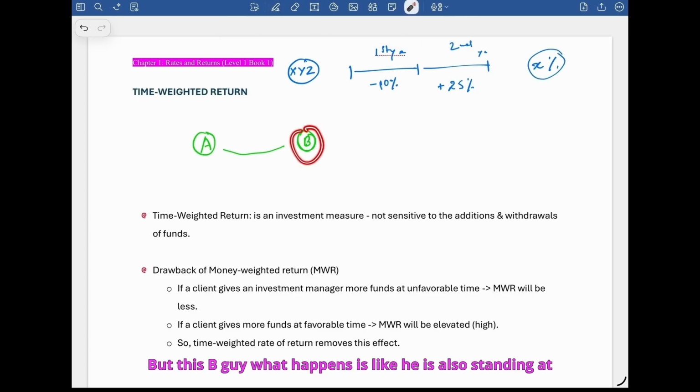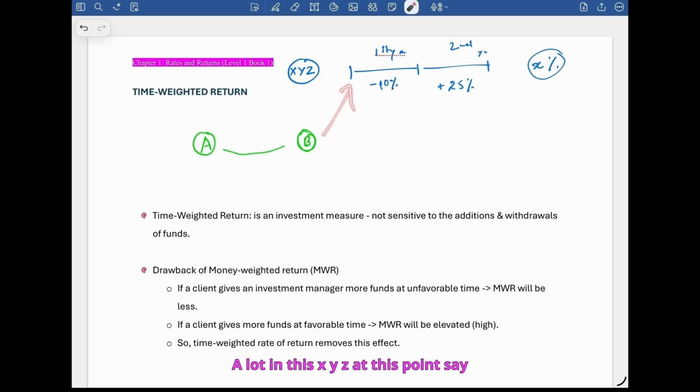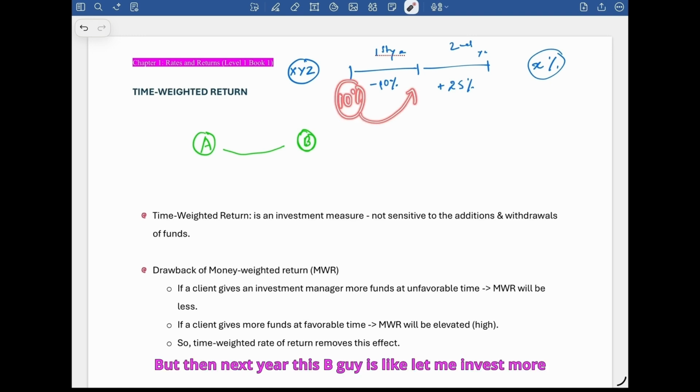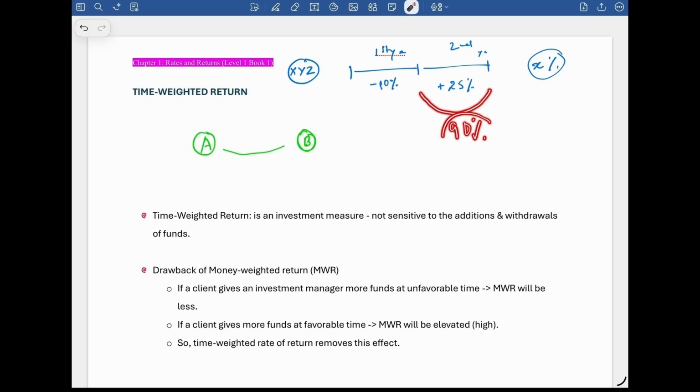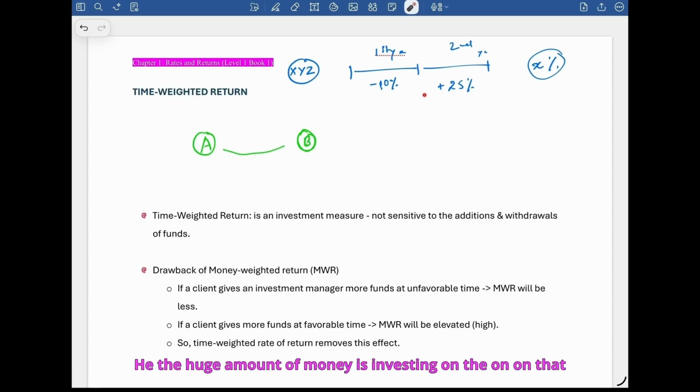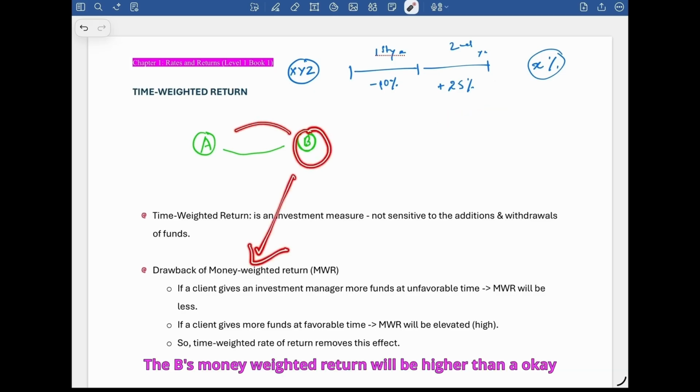But this B guy, he's also standing at the same point, and he had the same amount of money, let's assume. But say he or she did not invest a lot in this XYZ at this point. Say, whatever fund he had, he invested 10%, and it went down. But then next year, this B guy is like, let me invest more. It's fine. So he invests a big jump, 90% remaining here. And since this B guy has invested less than whatever remained, the huge amount of money is investing in the year where there is a maximum profit, so B's money weighted return will be higher than A's.